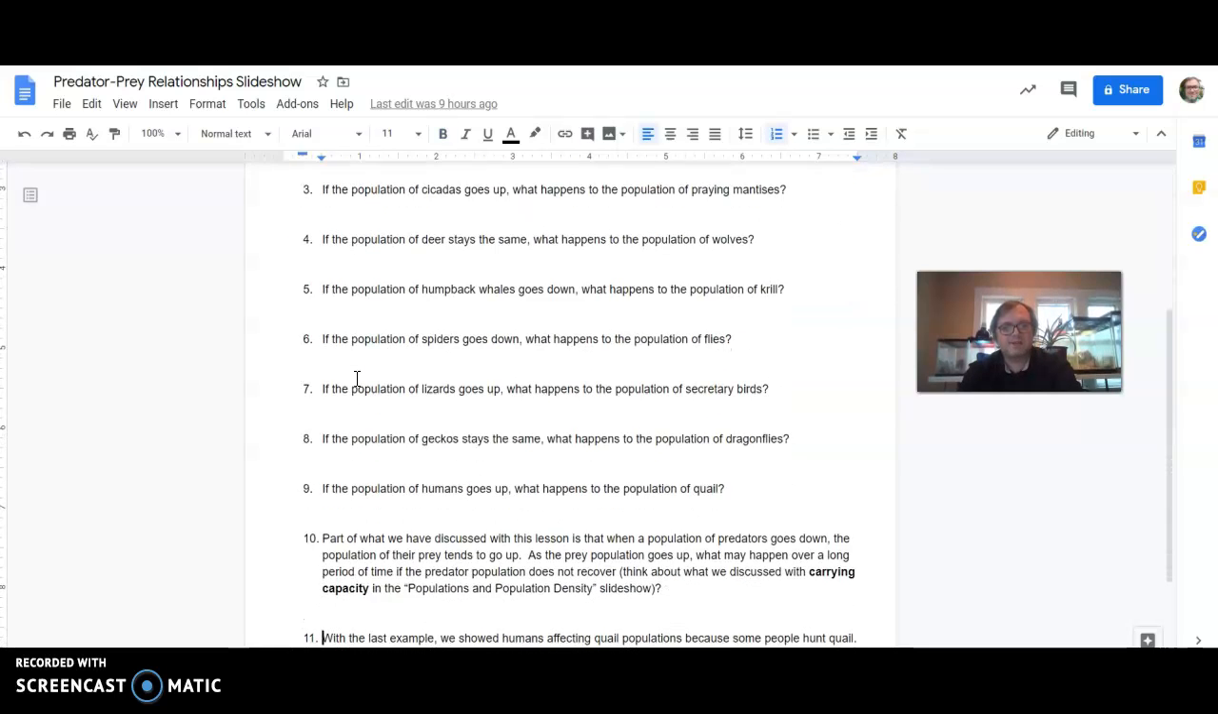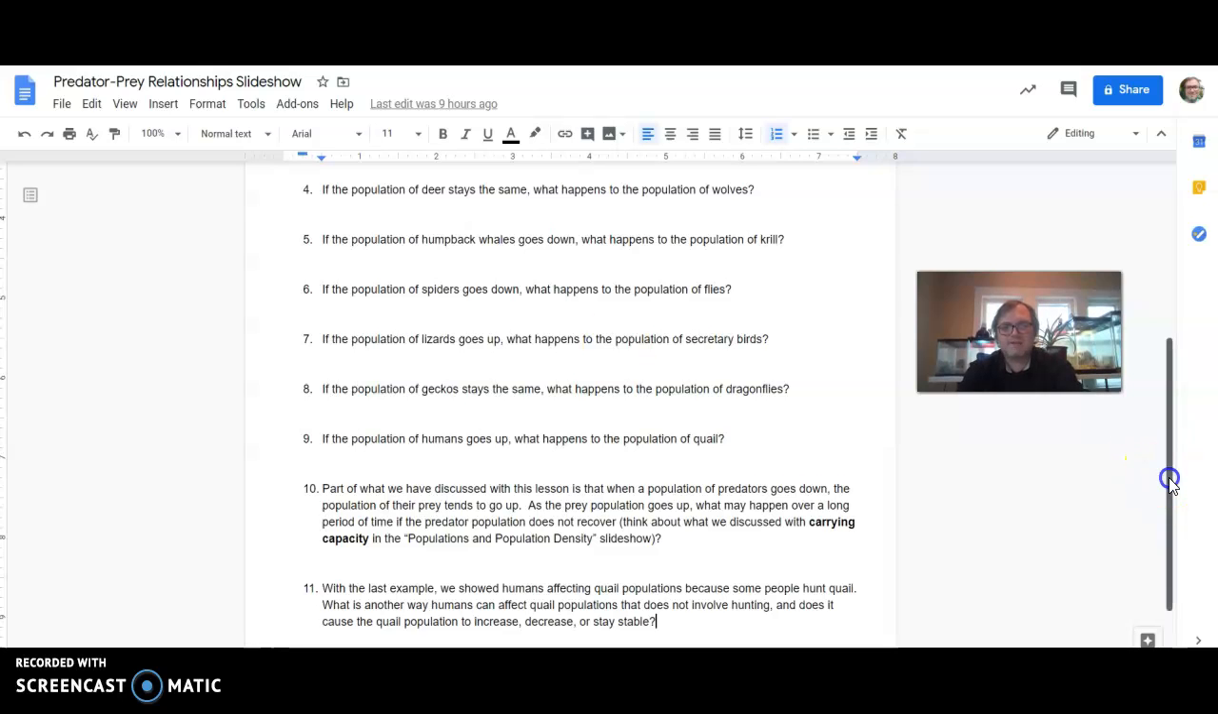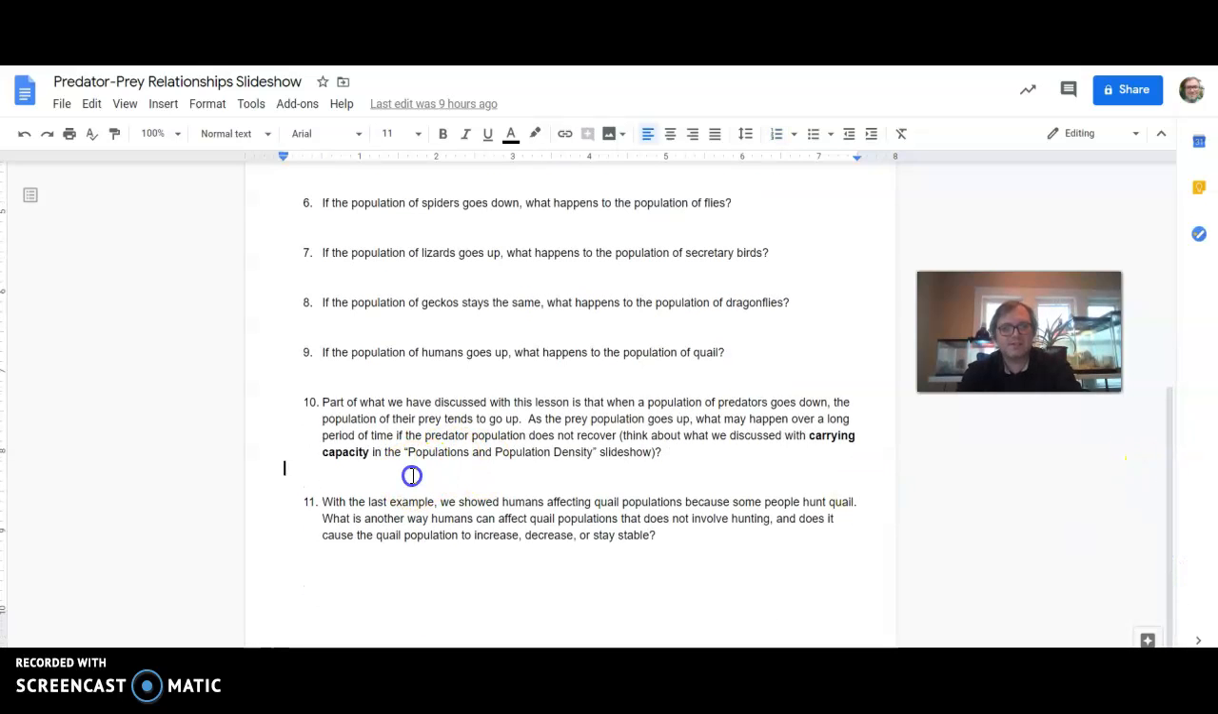And we get all the way down here to the bottom. So 10 and 11 are our two little reflection questions. So 10 asks, part of what we have discussed with this lesson is that when a population of predators goes down, the population of their prey tends to go up. As the prey population goes up, what may happen over a long period of time if the predator population does not recover? Think about what we discussed about carrying capacity in the populations and population density slideshow.